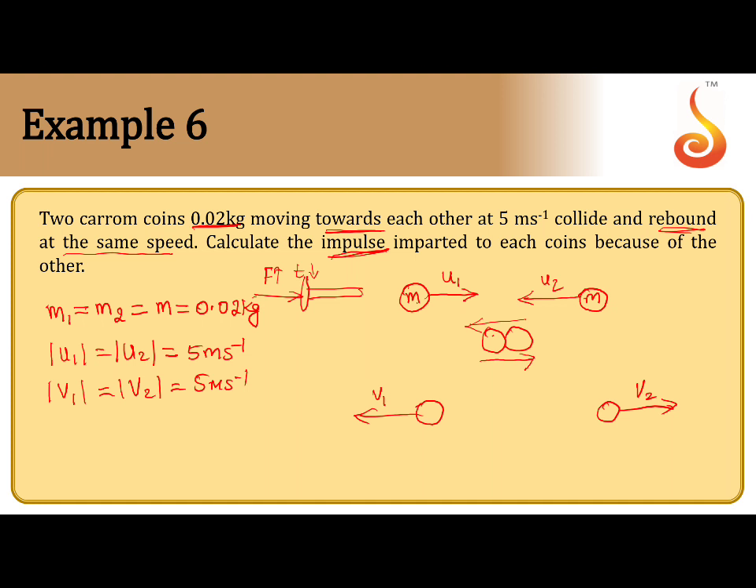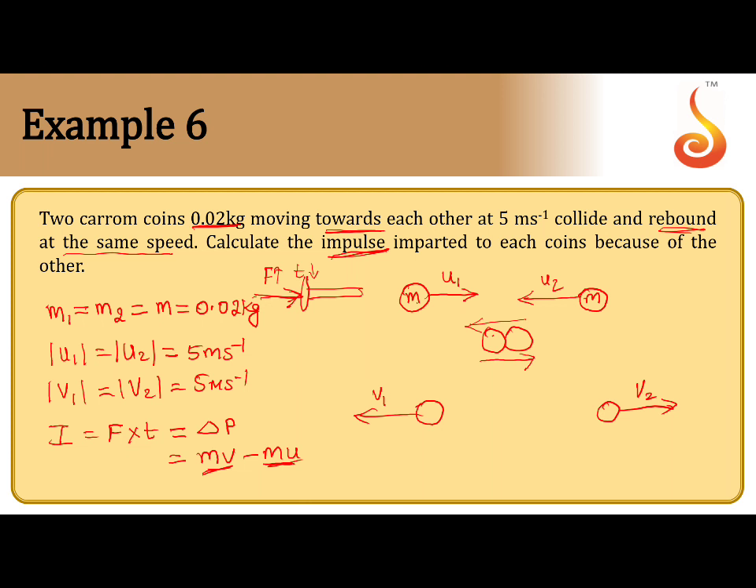And that impulse is given by the product of force and time if these two data are given, else it is given by the change in momentum, that is m into v minus m into u. For the hammer, this is the final momentum, this is the initial momentum. The difference will give you the impulse acting on the hammer. In the same way, if you substitute the mass and velocity of the coin, you will get the impulse acting on the coin.